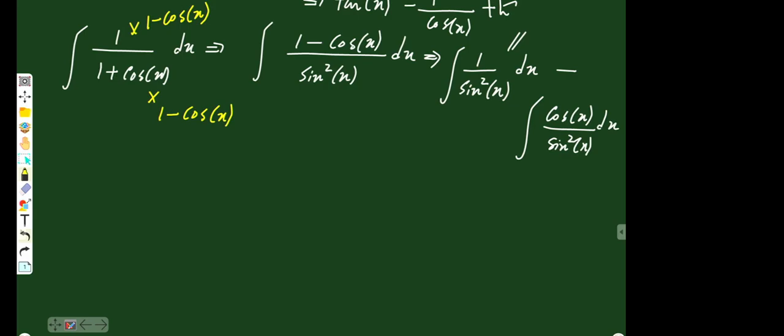Now, seemingly you can do this. But if you think about this guy, that guy is 1 divided by sin squared, which is cosec squared x. Right? Can you do that? There is no base case, right?